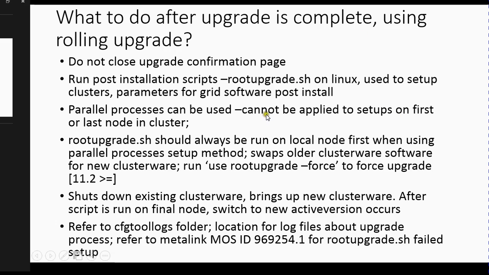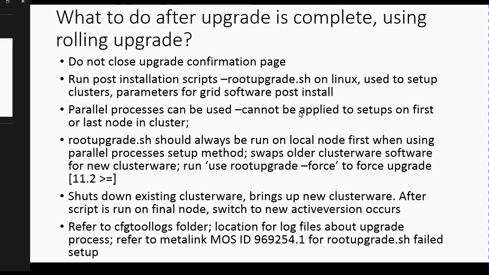It's recommended that you run the parallel processes in between the first and the last nodes in a cluster. You have to run an individual root upgrade.sh command on both the first and the last node, but in between those nodes you can run parallel processes to get it done quicker. One of the reasons I've heard is that root upgrade.sh is to get the RAC alignment configured. If you run it on the initial node, the reason you run it on the last node is to confirm that this is indeed the last one and that the configuration is complete.